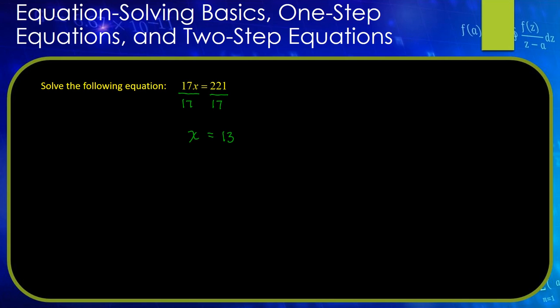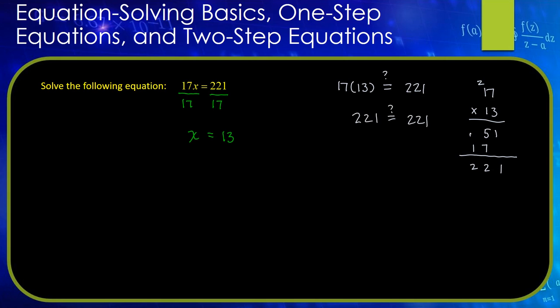So to go back and check out the work, I'm just going to plug in 13 in place of x. So I have 17 times 13. Does that equal 221? When I do 17 times 13, I'm going to take 17 times 3. So 7 times 3 is 21. Carry the 2. 1 times 3 is 3, plus 2 is 5. So I have 51. I leave a space. I do 17 times 1, and I get 17. And when I add this up, I get 221. So 17 times 13 is 221. That does equal 221, so both sides agree. So that does check out.